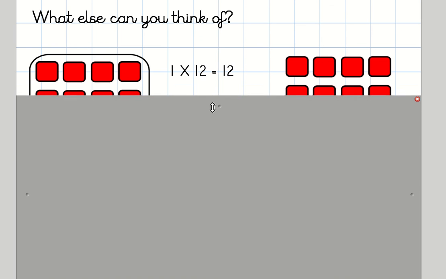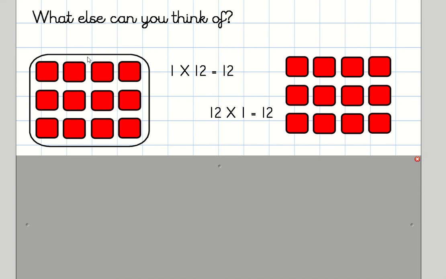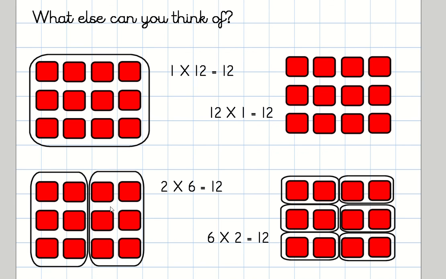Hopefully you thought of, you could have 1 group of 12 and therefore 1 times 12 is 12, or you could have 12 groups of 1 and therefore 12 times 1 is 12. Finally, we could have 2 groups of 6 and therefore 2 times 6 equals 12, or 6 groups of 2 and therefore 6 times 2 equals 12.